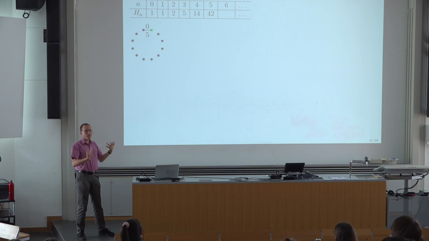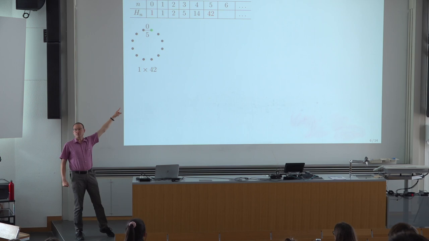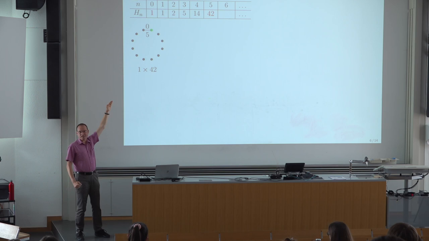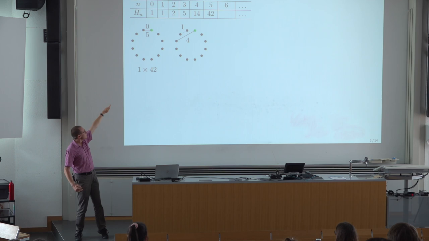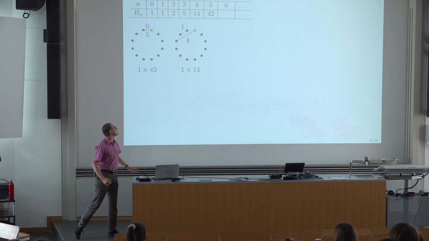Well, we can say 1 times 42. One way to finish to the top of that handshake, that is to say you don't do anything there, and 42 ways for the remaining 5 pairs below the handshake. Next, if the handshake is as indicated, there is 1 pair on one side and 4 pairs on the other side. In this case, there is one way to complete it on the top left and 14 ways to complete it on the bottom right, 1 times 14.